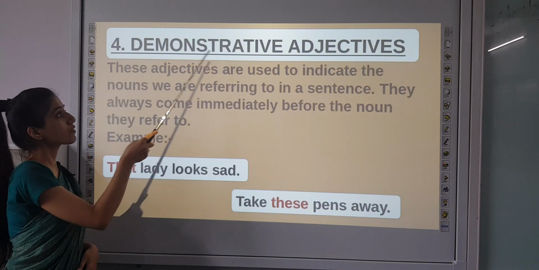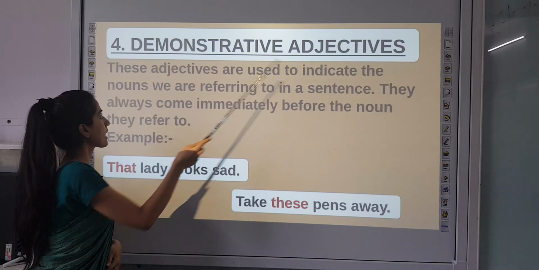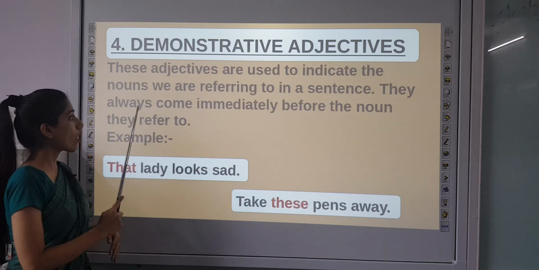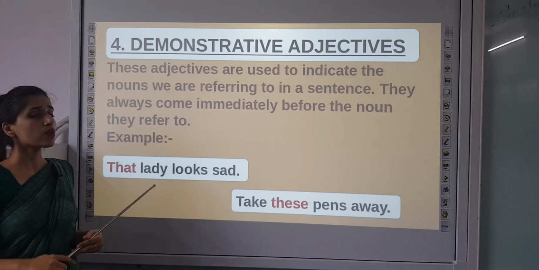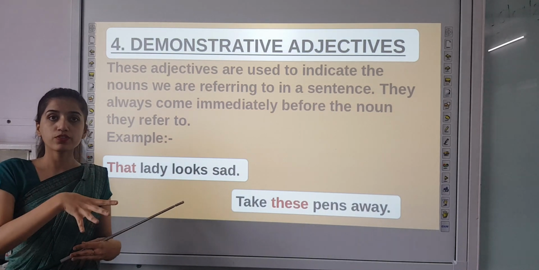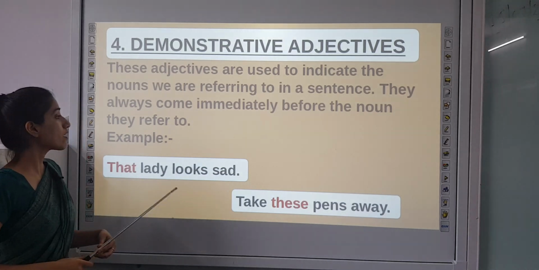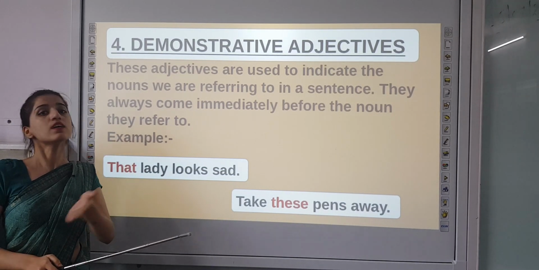Fourth, demonstrative adjectives. These adjectives are used to indicate the nouns we are referring to in a sentence. They always come immediately before the noun they refer to. So as you all know, demonstrative is always used to point out at something, right? So here we are pointing out at the noun that we are referring to in a sentence.